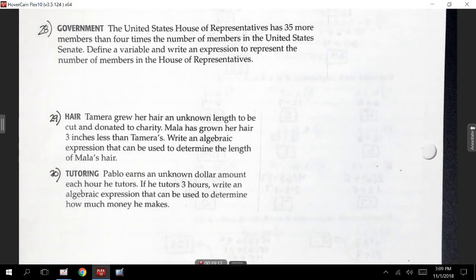All right, number 28 says the United States House of Representatives has 35 more members than 4 times the number of members in the United States Senate. Define a variable and write an expression to represent the number of members of the House of Representatives. Whew, that's a lot of words. That is a whole lot of words. So what I want to focus on, guys, is just the math part.